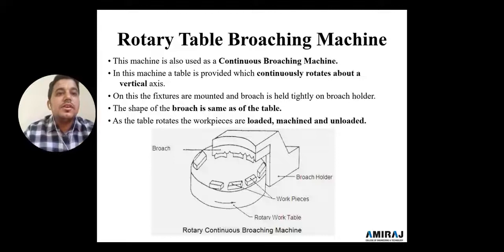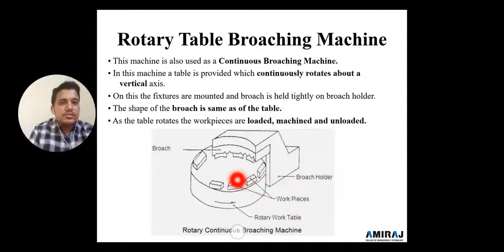And another is the rotary table type machine. This is also utilized for continuous production purposes. In this machine, a table is provided which continuously rotates about the vertical axis. So you can observe here, the rotary table is there, we put the workpiece onto the table, and here the broach is there.